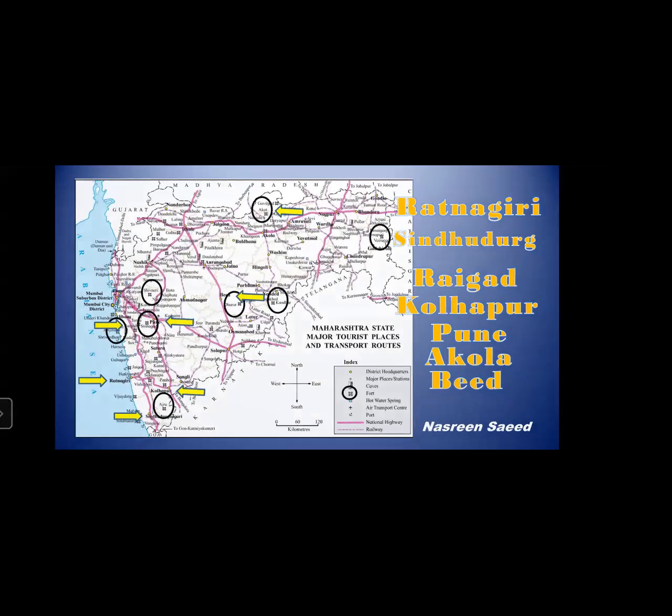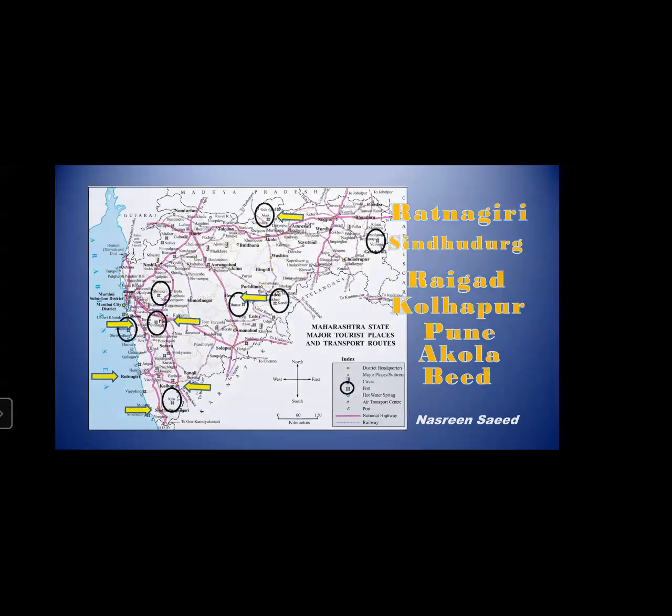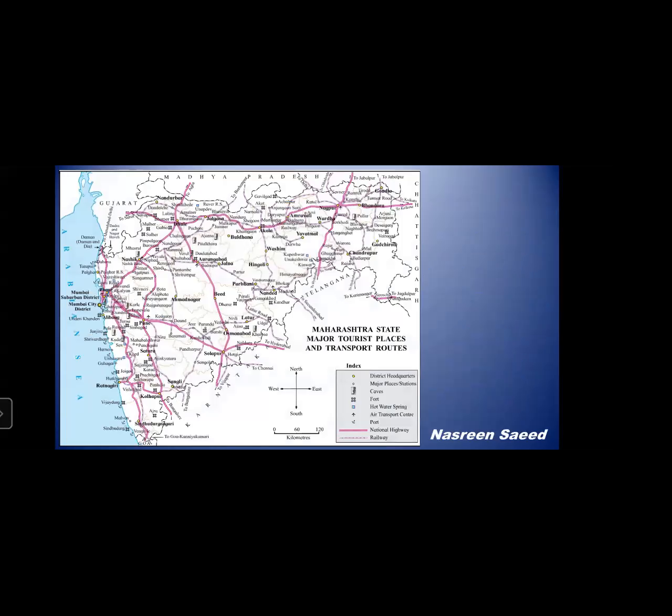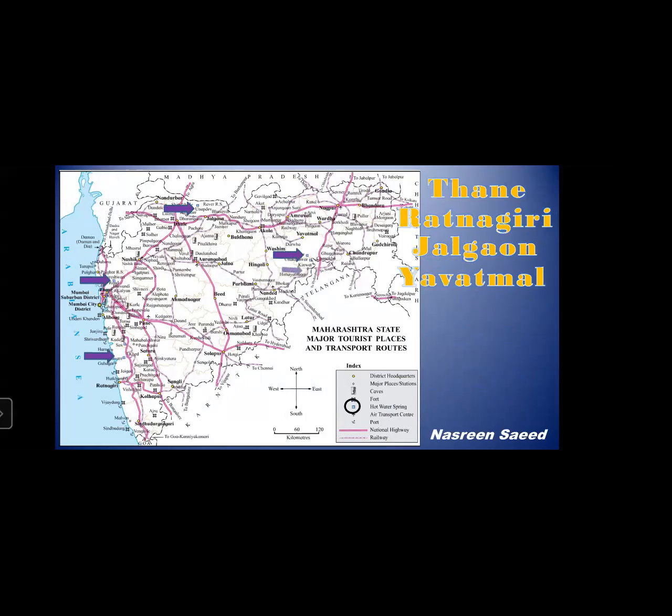Write the names of the districts with hot water springs. So this is the symbol for hot water springs. We have hot water springs at Thane. We have them at Ratnagiri. Wherever these symbols are in whichever district, there is a hot water spring. In Jalgaon, Yavatmal, Nanded, Raigad. Okay, let's move ahead.